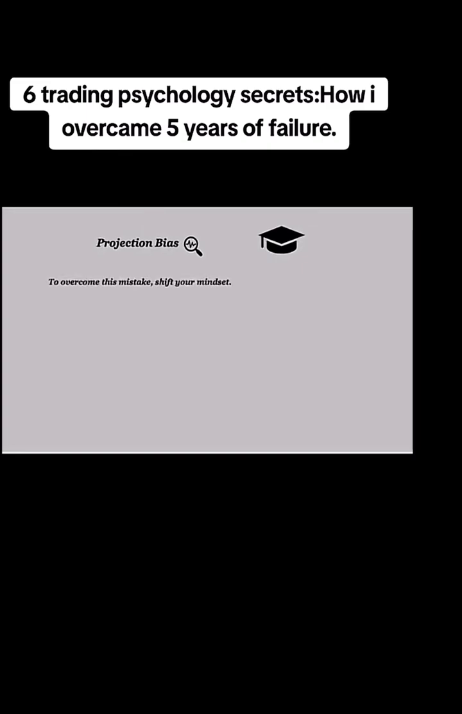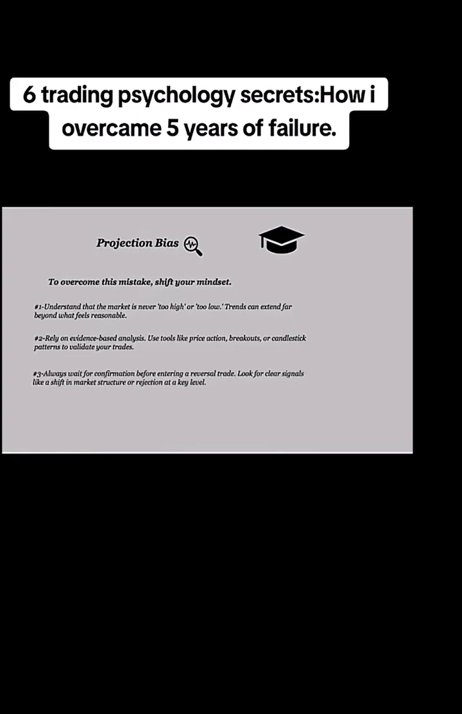To overcome this mistake, shift your mindset. First, understand that the market is never too high or too low. Trends can extend far beyond what feels reasonable. Second, rely on evidence-based analysis. You can use tools like price action, breakouts, or candlestick patterns to validate your trades. Third, always wait for confirmation before entering a reversal trade. Look for clear signals like a shift in market structure or rejection at a key level. Remember, trading is about aligning with the market, not forcing it to fit your expectations. By avoiding projection bias, you'll make smarter, more disciplined decisions.